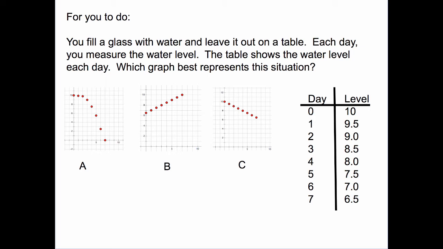Graph C is the one that best shows this situation. If you look, the water level goes down by 1/2 inch each day, so it goes down at a steady rate. In this first graph, you can see that the water level does not go down at a steady rate. It starts going down faster and faster as time goes on. The second one shows the water level going up. So the third graph is really the one that shows this table most accurately.